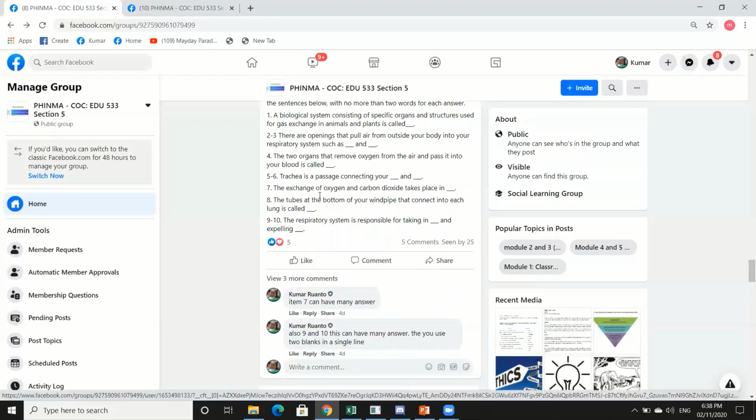Then number seven, the exchange of oxygen and carbon dioxide takes place in. Okay, this would lead to too many different answers, no? I know the answer here is lungs, but I could say the exchange of oxygen and carbon dioxide takes place in Cagayan de Oro City. That would also be true. Takes place in my room. Okay, that is also true, no?